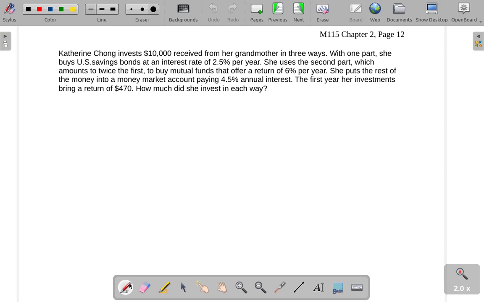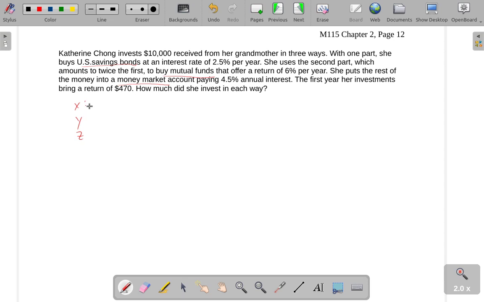So, she invested her money into 3 separate accounts. The first one was savings bonds. The second one was mutual funds, and the third one was money market. So when we're trying to solve this one, we're looking for 3 separate numbers. We want to figure out how much was invested in each of these 3 things. So that's why I know that I'm going to have 3 different variables.